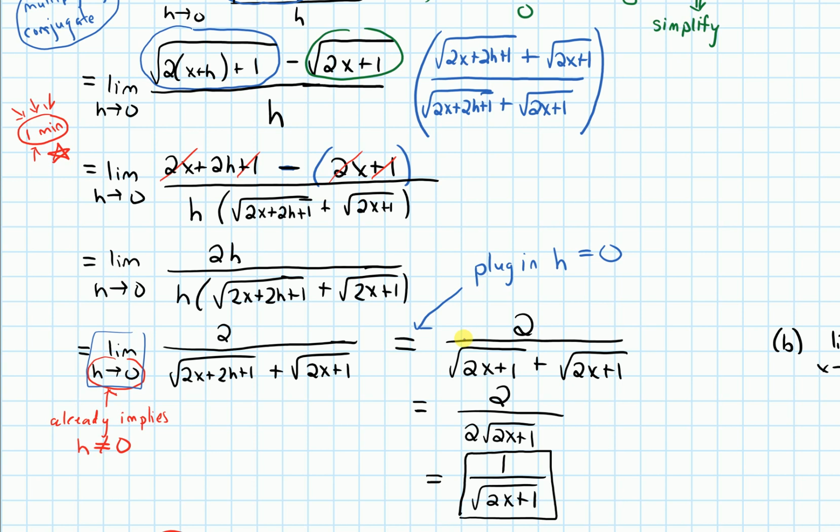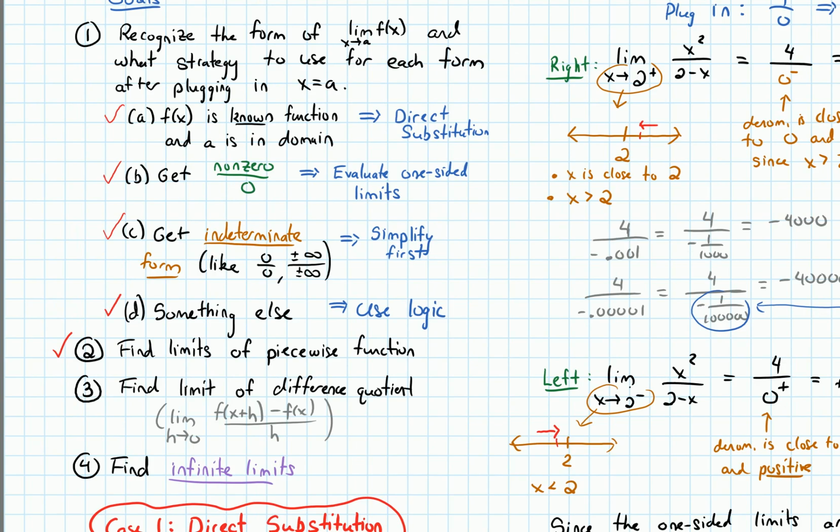Alright, so in terms of our goals, we have done goal number 3, finding the limit of a difference quotient. So for the next few videos, we are going to discuss how we find infinite limits. That's taking the limit as x approaches infinity or as x approaches negative infinity of something algebraically.